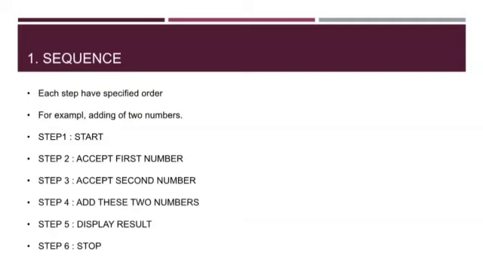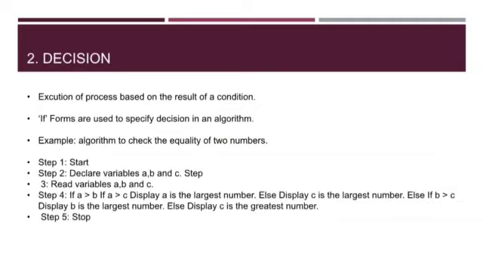The next one is decision. The decision means execution of a process, that is, a set of instructions, based on the result of a condition. If the condition is true, it executes one process. If the condition is false, it executes another process. So the word if is used to specify the decision in an algorithm. There are various forms of if: simple if, if else, if else ladder, like that.